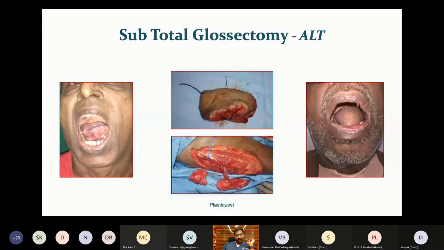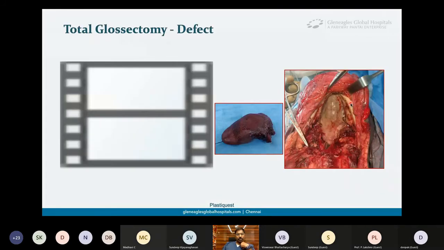And for subtotal glossectomy, the best choice is an ALT. You can thin it nicely, so it gives a good bulk as you can see here. Then the total glossectomy.